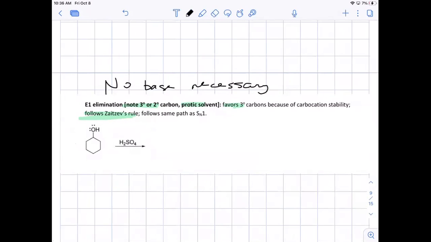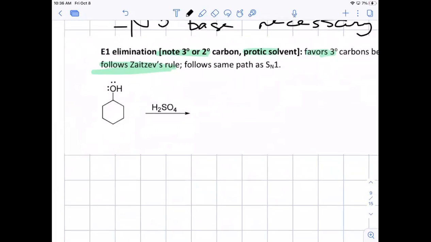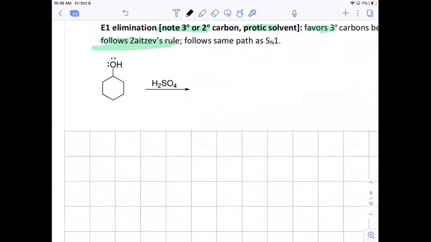Also with the E1, your substrate can be tertiary or secondary, right? You don't want to use a primary substrate because this follows almost the exact same path as an SN1, in that you lose your leaving group first, and then you form a carbocation intermediate. So you can see right here, this is done in sulfuric acid, right? So that's protic. We know that's protic. So we know it's not going to be an E2.